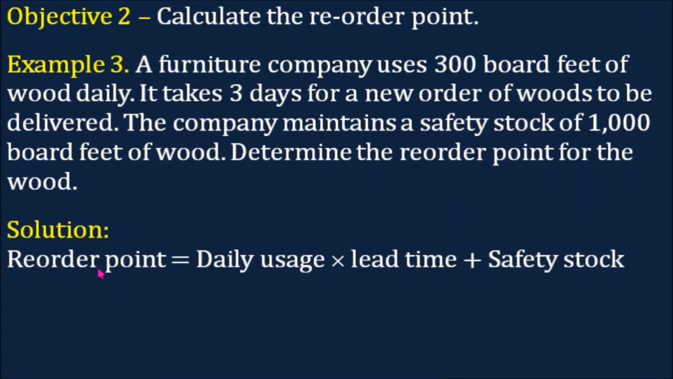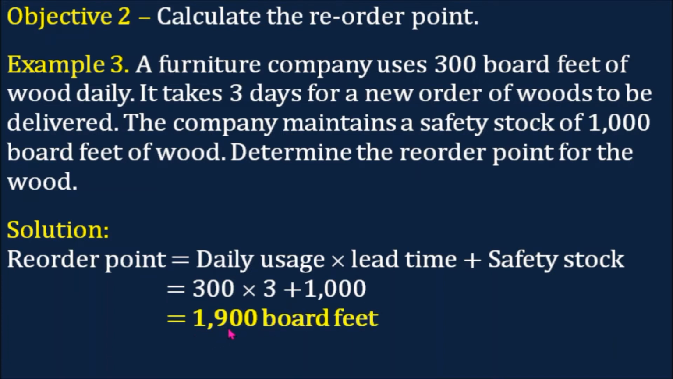The formula is reorder point equals daily usage times lead time plus safety stock. So for our daily usage, it's 300. So times the lead time, so it takes 3 days for new orders to arrive. And then we have the safety stock here, 1,000 board feet. So 300 times 3 plus 1,000 equals 1,900 board feet. So this is our reorder point.